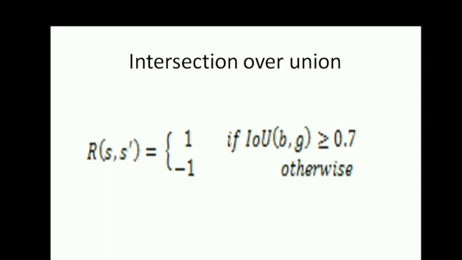And this is the intersection over union. Here S and S dash are the states. Basically, IOU(B_T, G) is the overlap ratio of the terminal patch position B_T and the ground truth G of the target, by the intersection over union criteria.